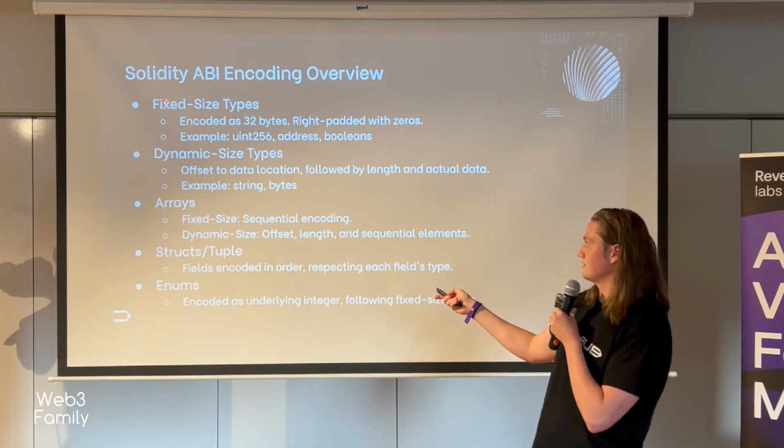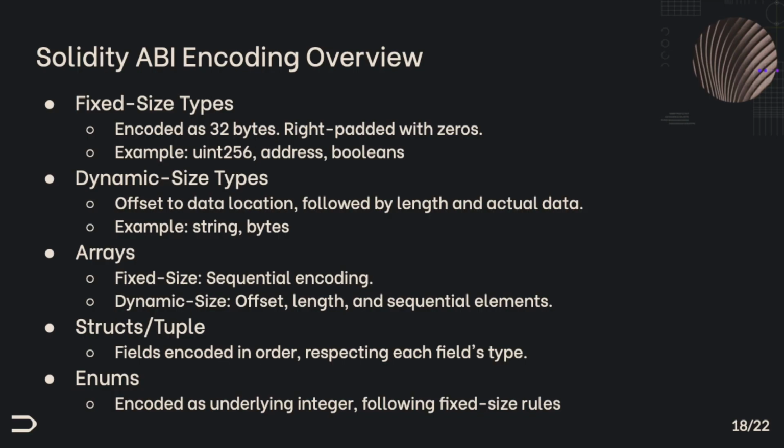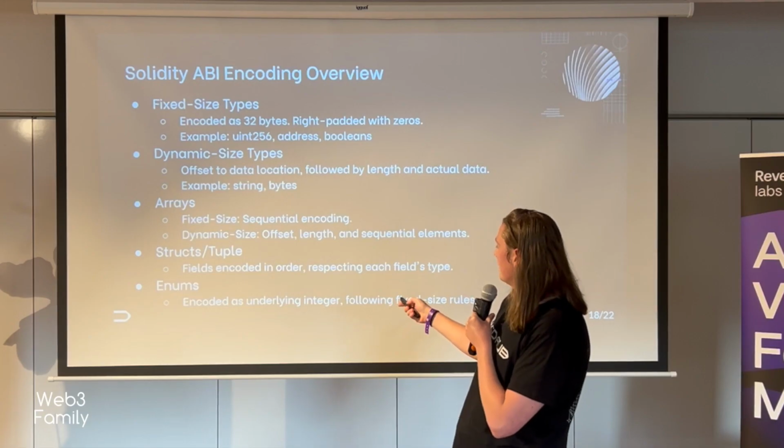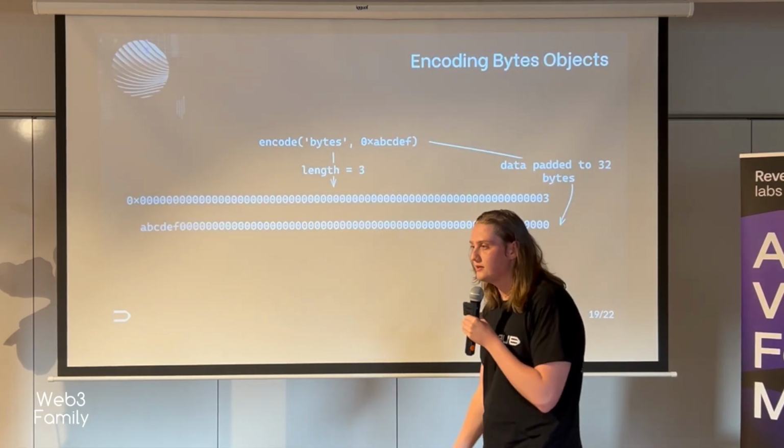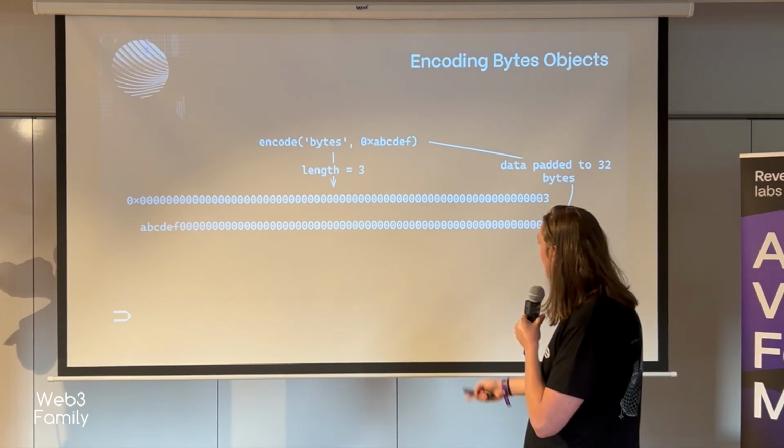There's also 5 cases. That lines up nicely. And the one we really care about is dynamic size types, because the RLP data will be passed as a bytes object to a contract. So if we look at how a bytes object will be encoded, this is the way it works.